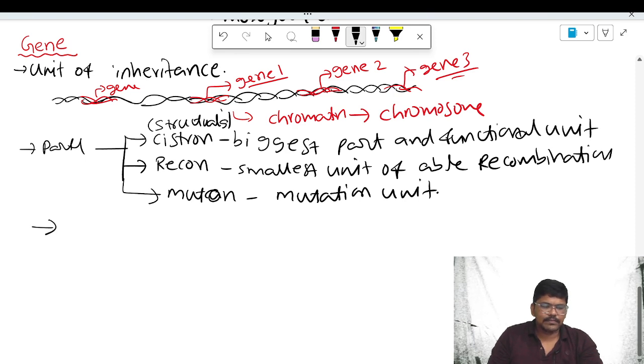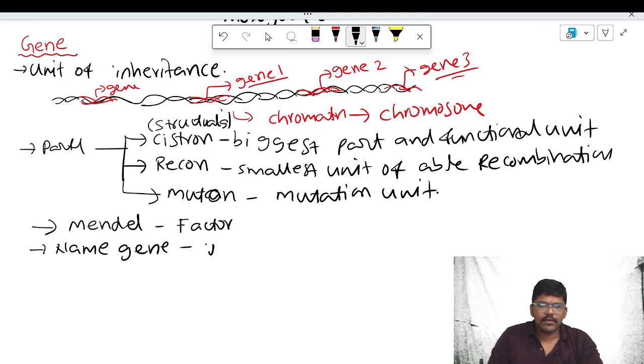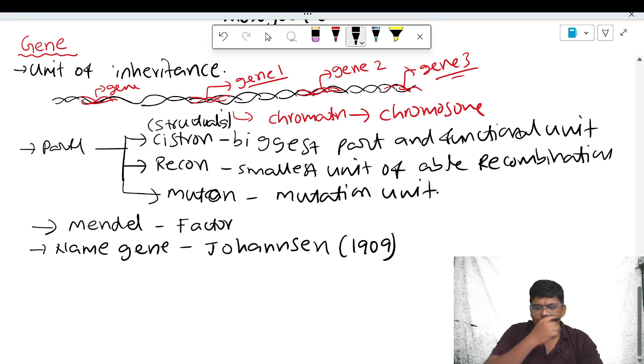Next, if we see the gene, first, Mendel. During Mendel's time, Mendel called the gene a factor. The name gene was coined by the scientist Johannsen in the year 1909. But Mendel belongs to the 19th century, and he did not know the name gene. He called the unit of inheritance only a factor.